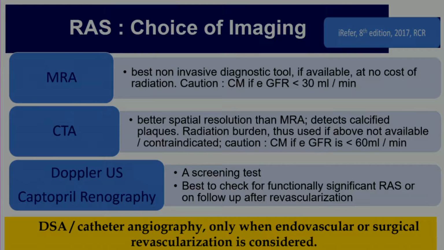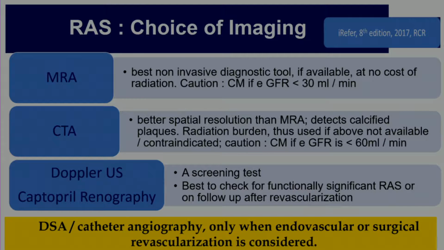And another scenario is renal artery stenosis, which I have dealt with, but just to recap, MRA is the best non-invasive diagnostic tool if available, at no cost of radiation, but the caution is eGFR. If it is less than 30 ml, there's a chance of getting nephrogenic systemic fibrosis.